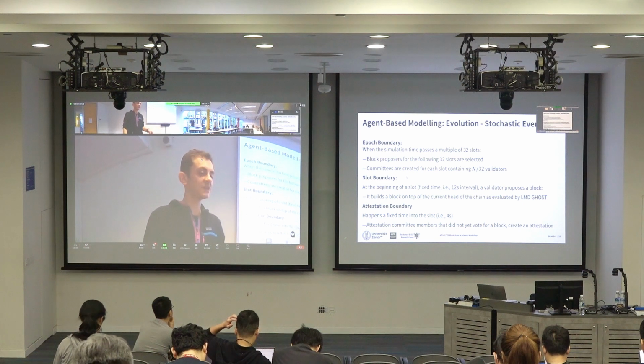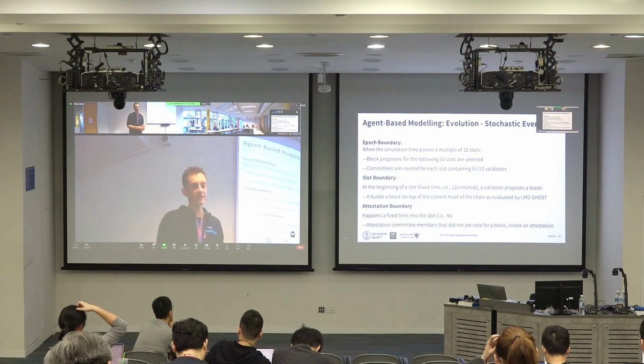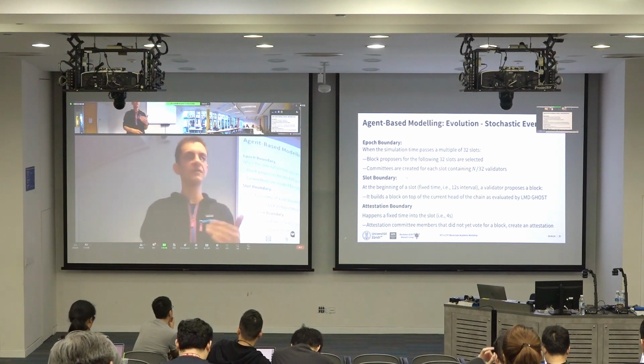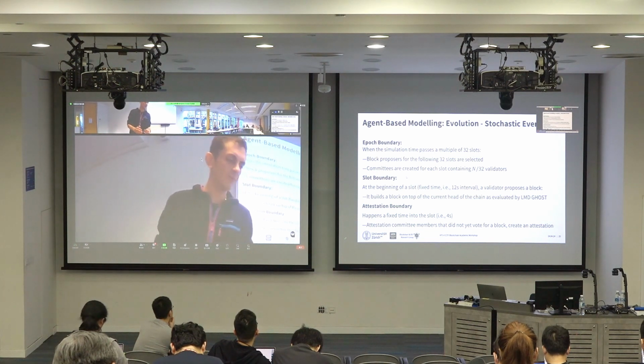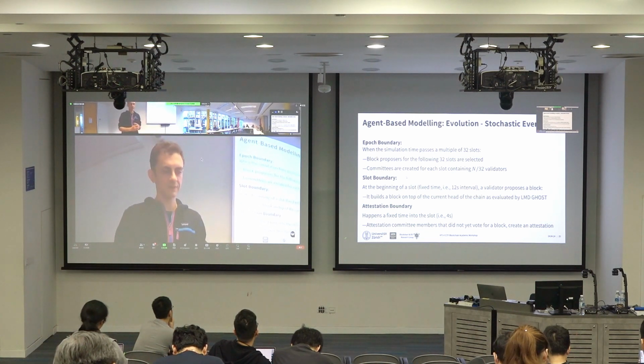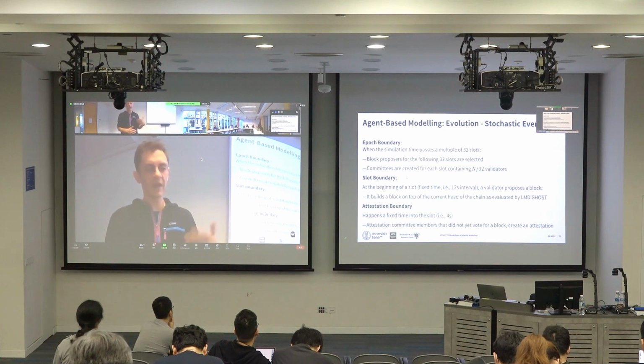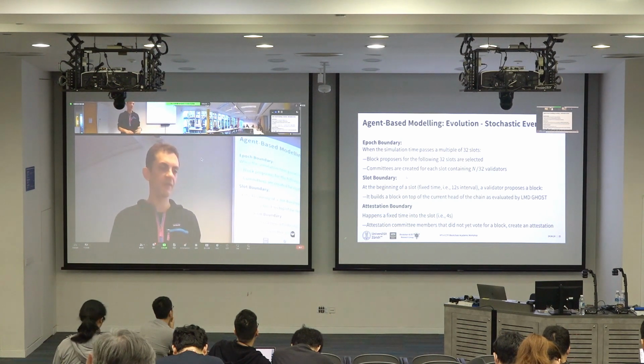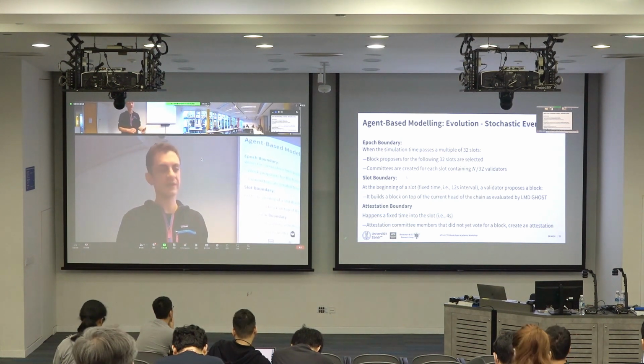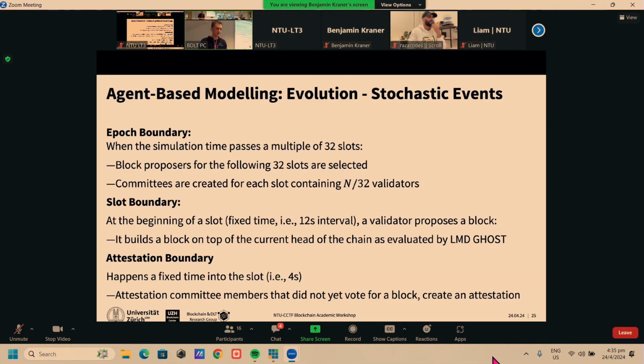Then finally, the attestation boundary. I left it out before, but this basically happens at a fixed time into a slot, 4 seconds, because it is like that. These are all parameters, so the times can be changed, but we are trying to model Ethereum, so we use the details or the parameters of Ethereum. In this case, the attestation boundary happens 4 seconds into the slot, and at this point, every member of the attestation committee will create an attestation, no matter if it received the newest block or not.